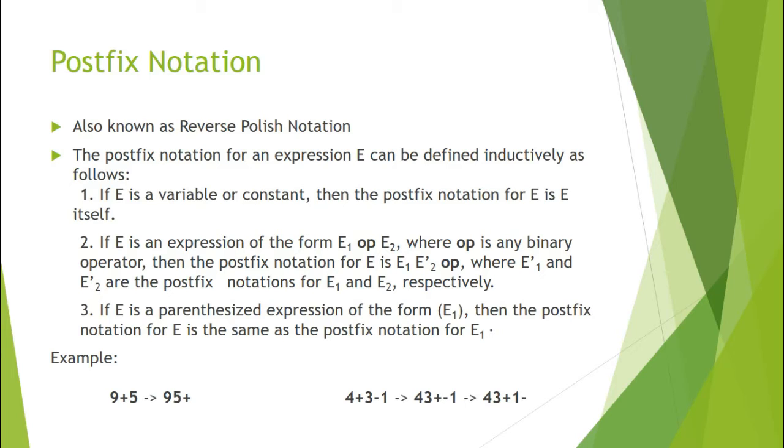So, here are the examples. Number 1, 9 plus 5 will be 9, 5, and the addition operator. And the next item is 4 plus 3 minus 1, which would be 4, 3, plus, 1, minus. It's because the operators are placed at the end. So compilers use the postfix notation instead of the infix notation, since in postfix notation there is no need to use parentheses to show which operations need to be prioritized or to be performed first.